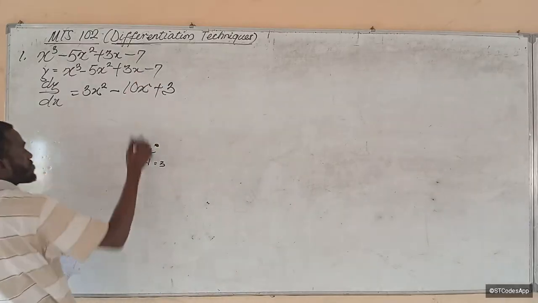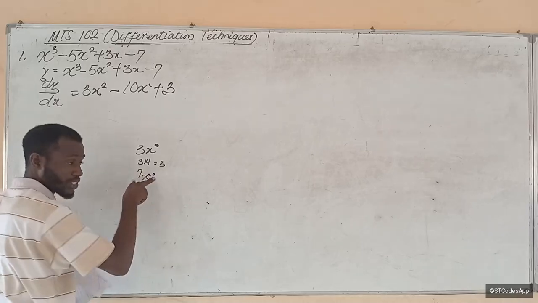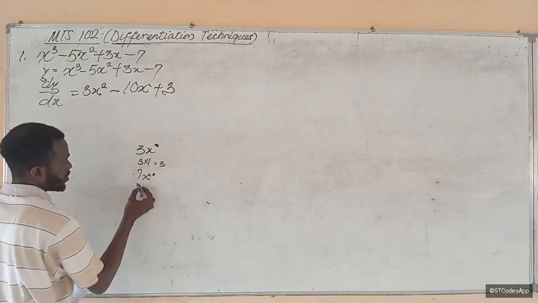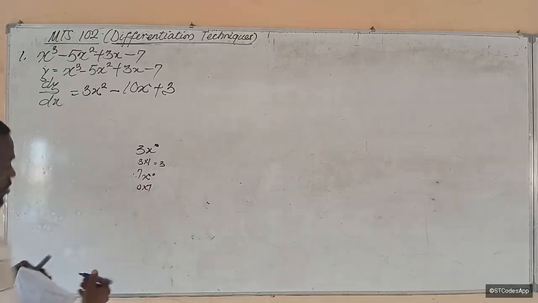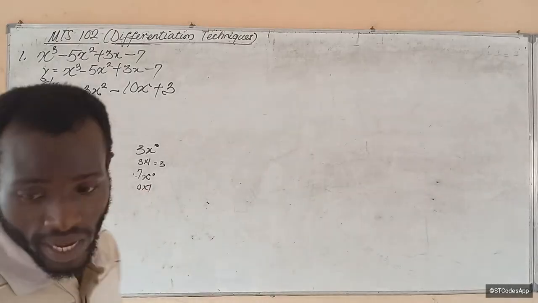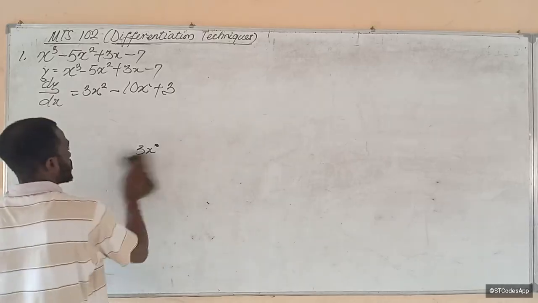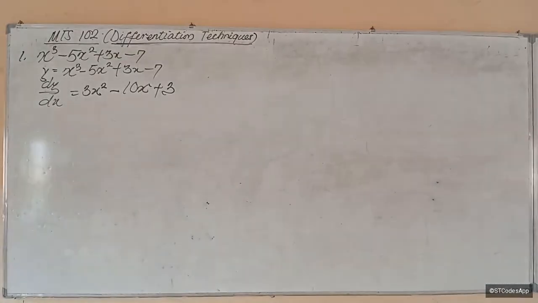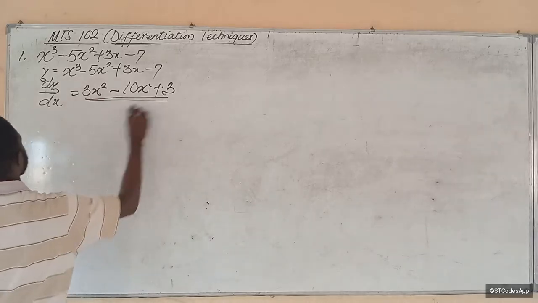Then for the case of 7, initially 7 was actually with x, but x is raised to power 0 here. So the same thing happens here. By the time you bring 0 down to multiply 7, it becomes 0. 0 times 7 is 0. So that is why the derivative of a constant is 0. Okay? I hope it's capturing. So this, therefore, is our answer.